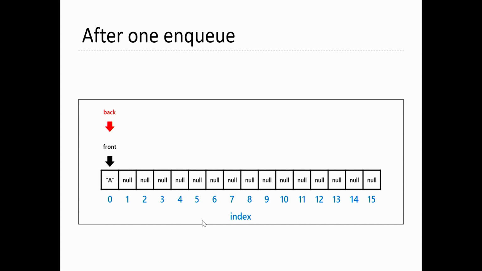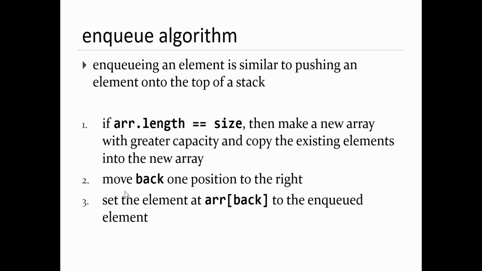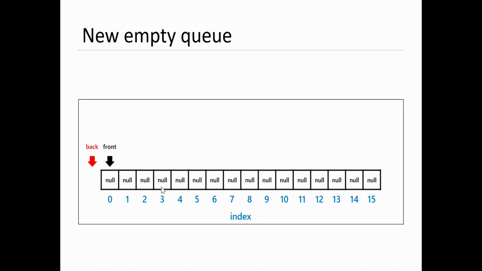Right? So after one enqueue, I'm going to move back one position to the right. Right, so back's over here, so I'm going to move it to 0. I'm going to set that element to the enqueued element, and then I'm going to add 1 to the size of the queue. So we now have a queue of size 1. Notice that front and back are both pointing at the same element.